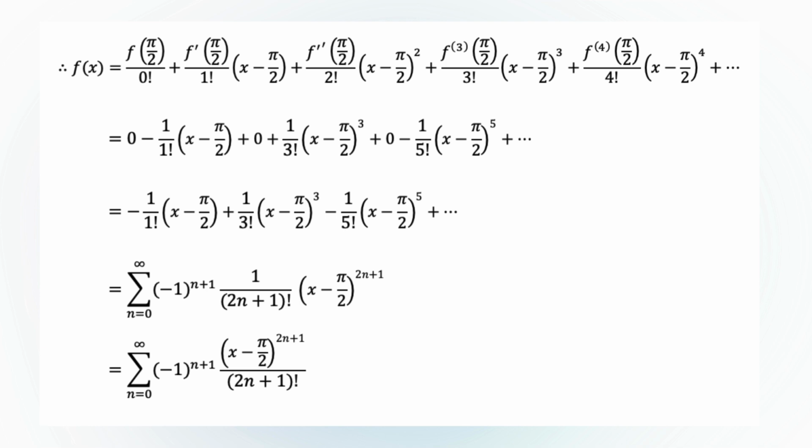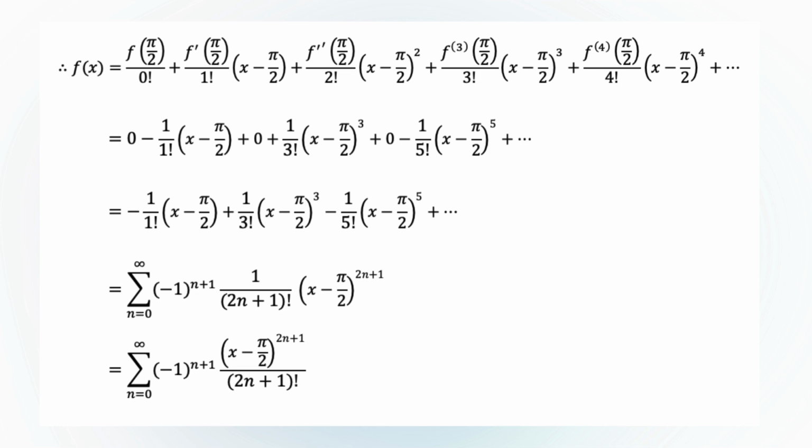Using those values, we plug them into the Taylor series formula. Since some derivatives at pi over 2 are 0, a lot of the terms drop out, and we're left with only the odd-powered terms. So the first few non-zero terms of the series look like this. Negative 1 times x minus pi over 2, plus 1 over 3 factorial times x minus pi over 2 cubed, and so on. This alternating pattern continues forever, and we can write it more compactly using sigma notation.